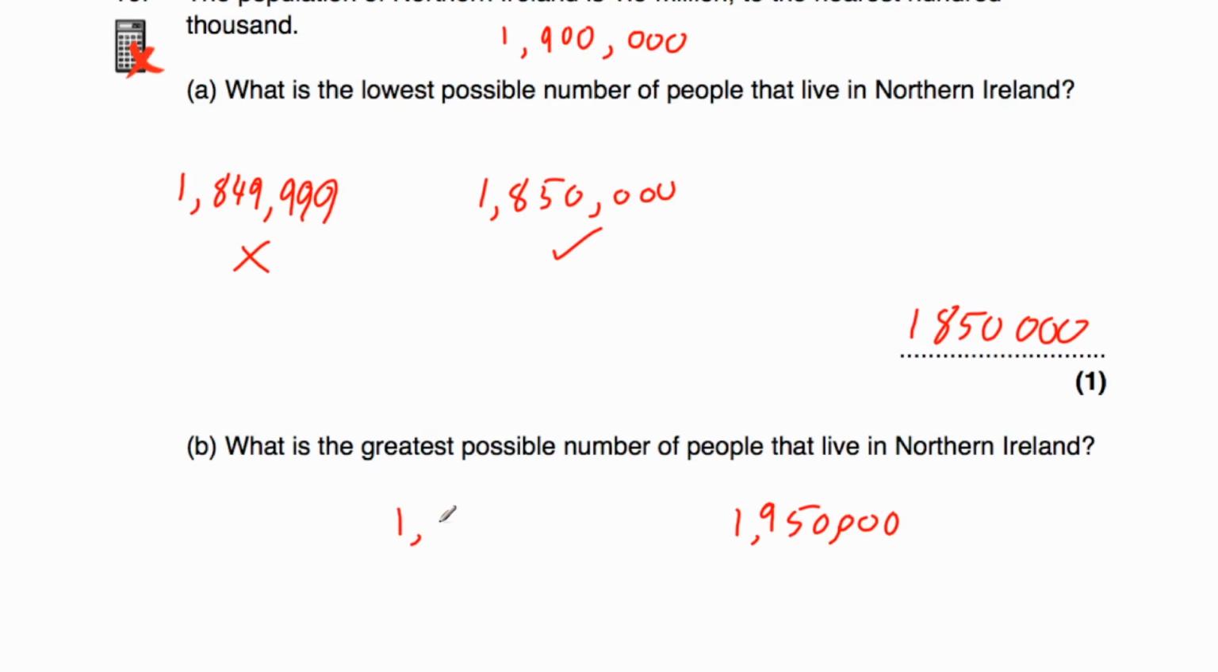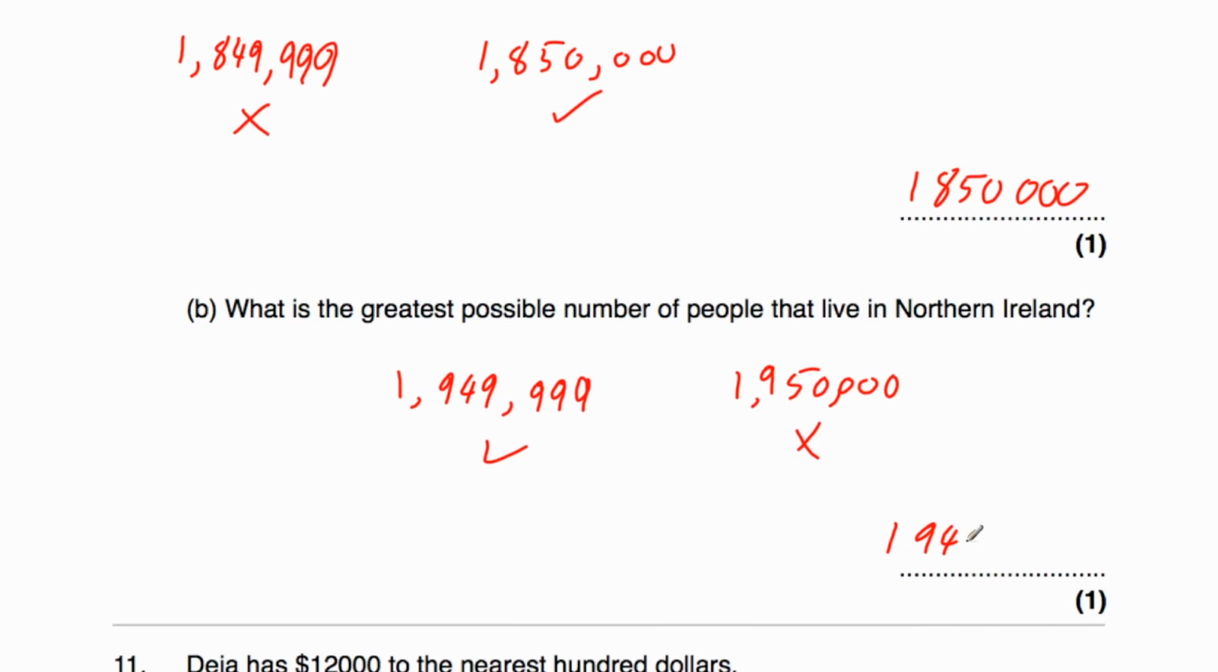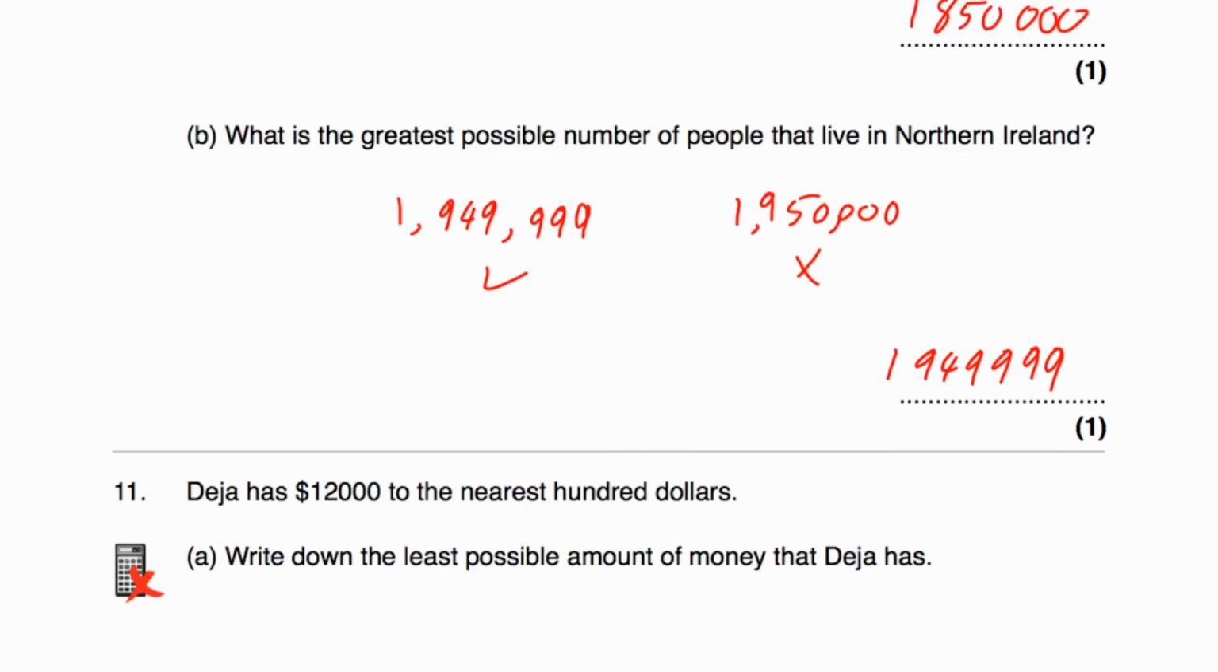So it could be 1,949,999. So that's the greatest possible number of people that could have lived in Northern Ireland at the time of this question being written. But it couldn't be this number because that would round up to be 2 million. So the answer would be 1,949,999. And that's it.